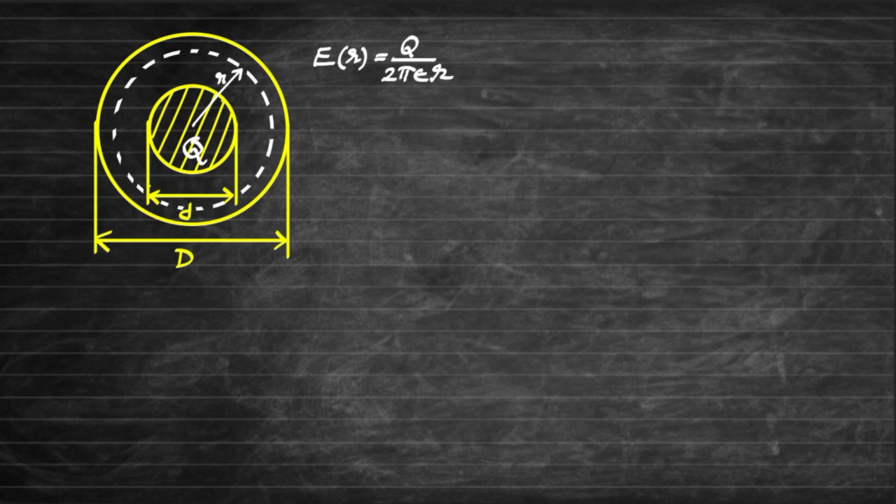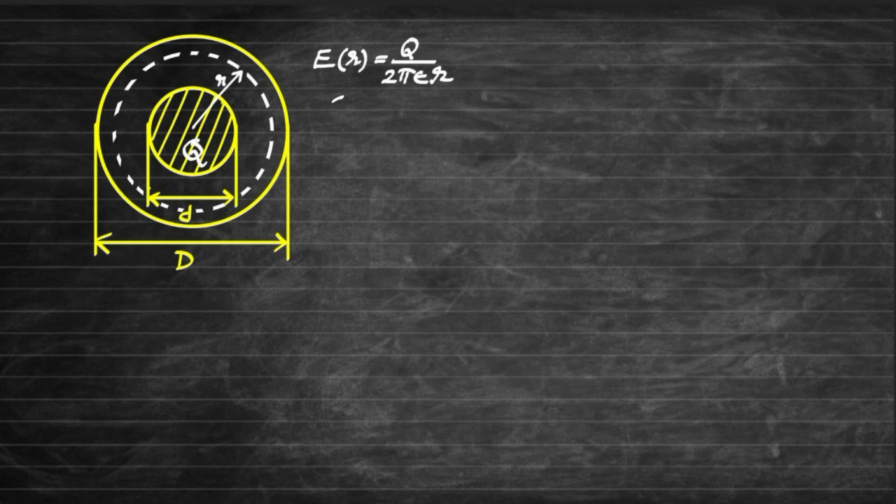Since the permittivity of the dielectric medium is epsilon equals epsilon 0 into epsilon r, we can rewrite the electric field expression as E of r equals q divided by 2 pi epsilon 0 epsilon r into r. Now, the potential difference between the inner conductor and the outer conductor can be obtained by integrating the electric field.